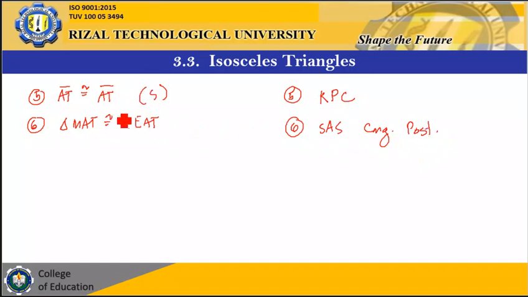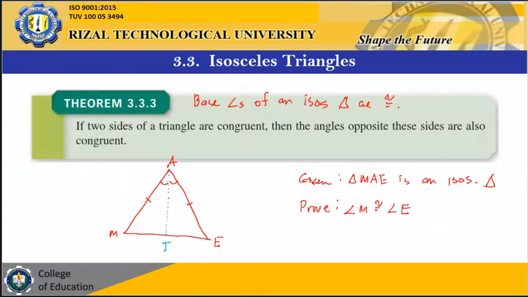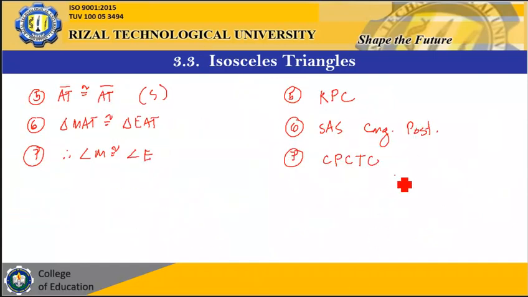Okay, and since we have already shown that these two triangles are congruent, it follows that their parts must also be congruent, so that angle M is congruent to angle E, and that is because of CPCTC. Okay, we're able to show that the theorem holds.